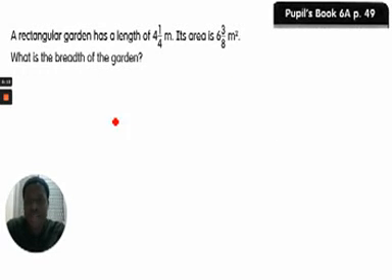Now we know that area of a rectangle is equal to length times breadth. All right. Now we know the area. Yes, we know the length. What we don't know is the breadth. So in order to find the breadth, we will divide area divided by length will give us the breadth.